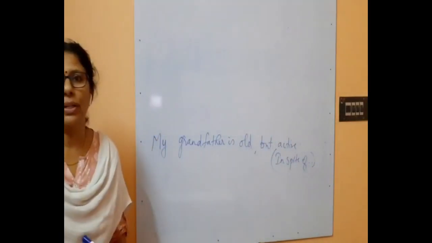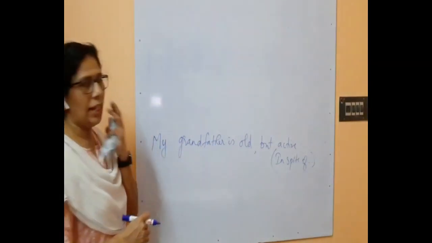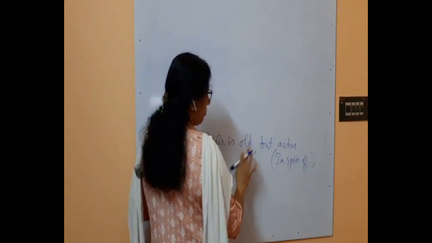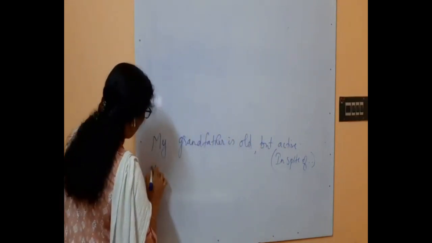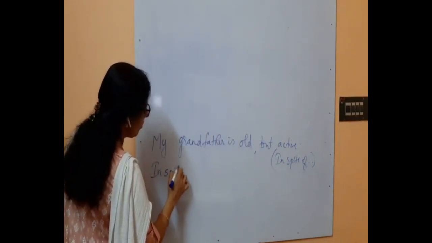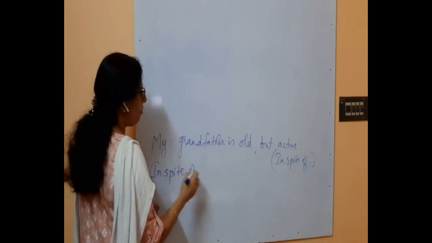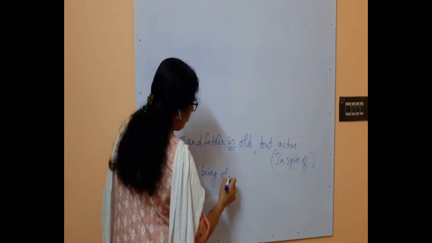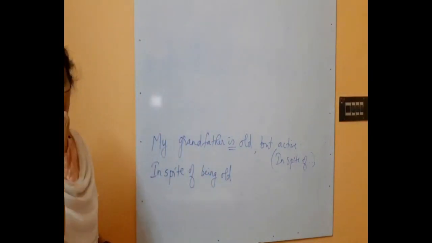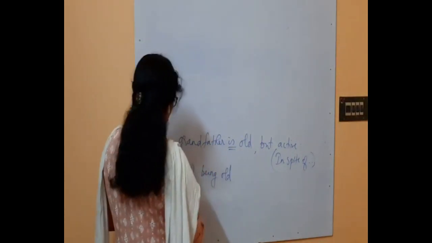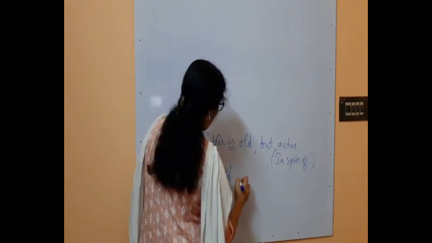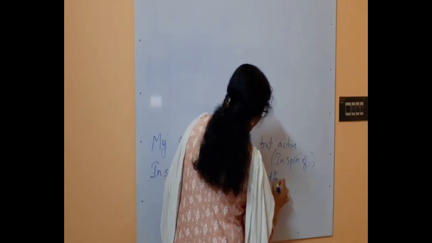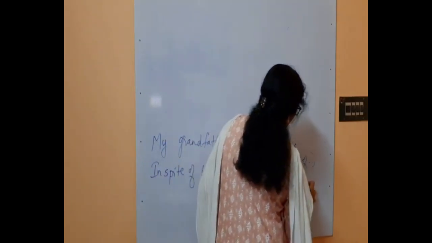You are asked to begin with in spite of. So how will you rewrite the sentence by using in spite of? My grandfather is old but active. It is a contradictory statement only. And when you are beginning with in spite of, an "is" form is there, so being. In spite of being old. So the be form you have to use here. In spite of being old, my grandfather is active.